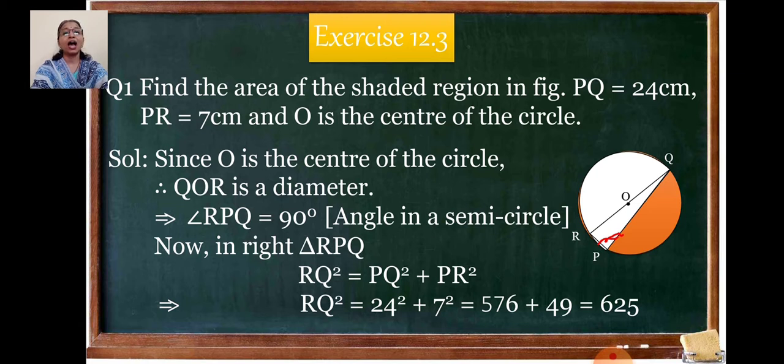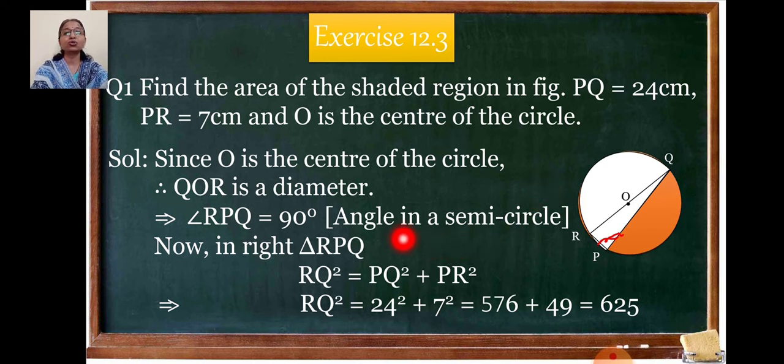So therefore angle RPQ shown here, this angle is how much? 90 degree. Reason: angle in a semicircle, or in other words, a diameter subtends a right angle on the circle. So by that property this RPQ is 90 degree. Now in triangle RPQ, what type of triangle is this? This is a right angle triangle because one angle is 90 degree here. So we can apply Pythagoras theorem.